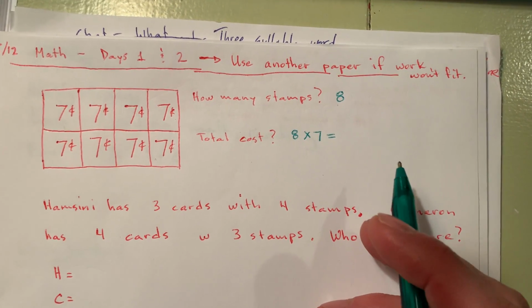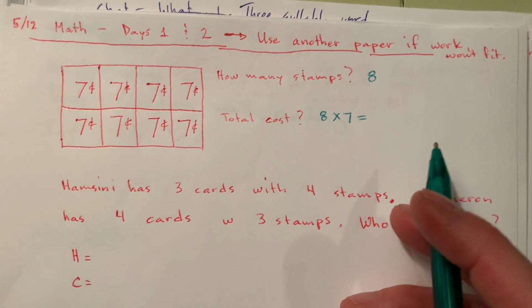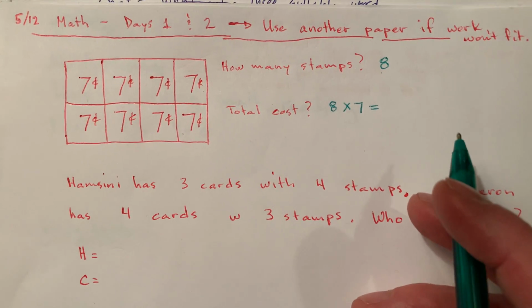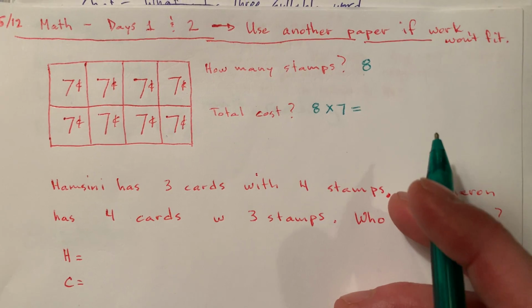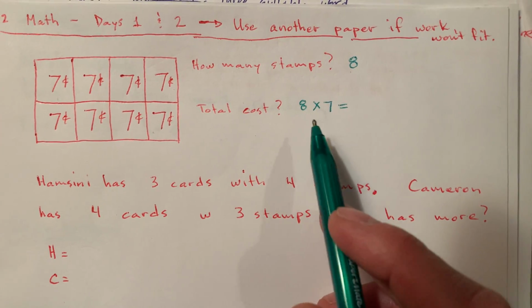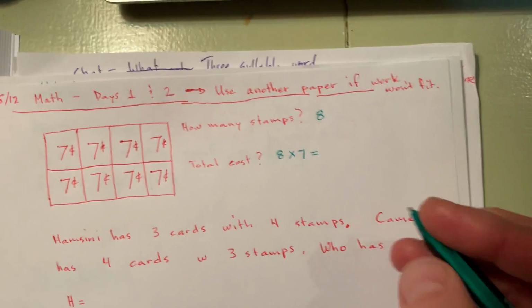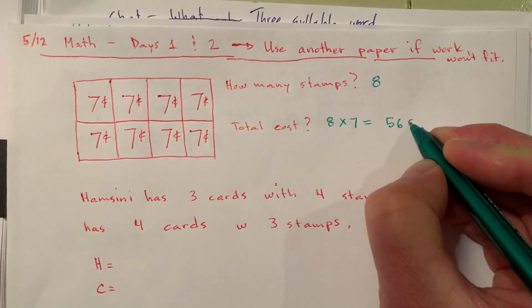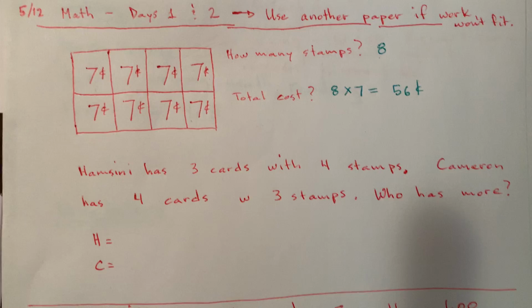You could skip count by 7s, skip count by 8s. You could use repeated addition, although that is more of a second grade strategy, repeated adding. In third grade, we were really focused on learning these facts. So the total cost is going to be 56 cents.